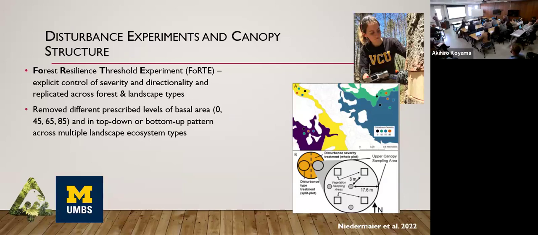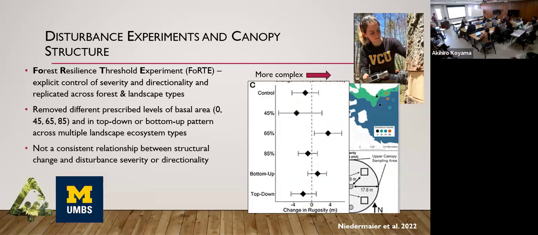Forest Resilience Threshold Experiment. One of the outcomes of that previous experiment is we saw that the system totally crashed above 60% disturbance, 60% basal area removal. So we wanted to see if that was consistent across different forest types, different landscape ecosystem types. But we also wanted to explicitly control severity and explicitly control directionality of the treatment. So top down versus bottom up. So three different levels of basal area removal, 45, 65, 85, with the idea that 65 would be right on that cusp where the system is probably not going to change that much, and 85 is we're going to crash the system entirely.